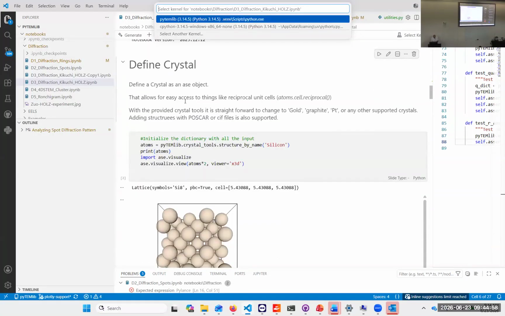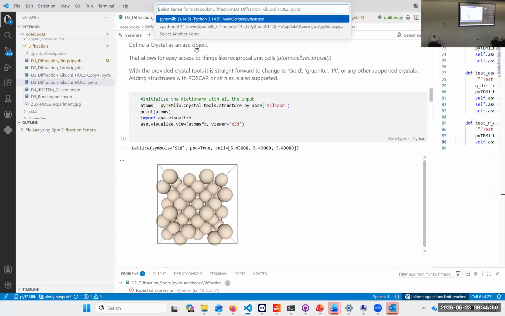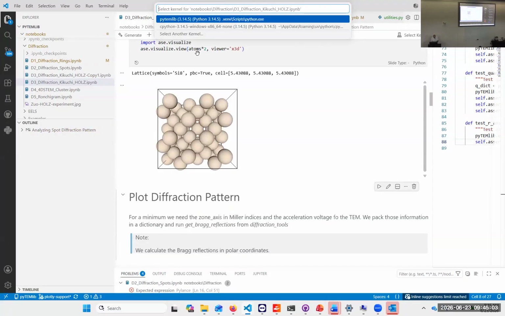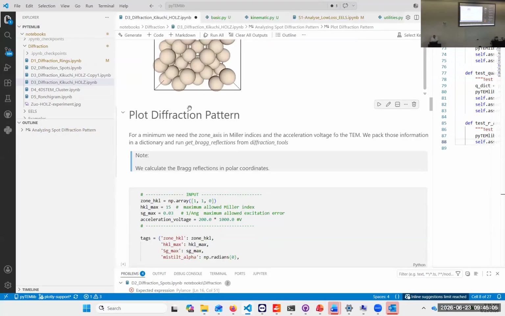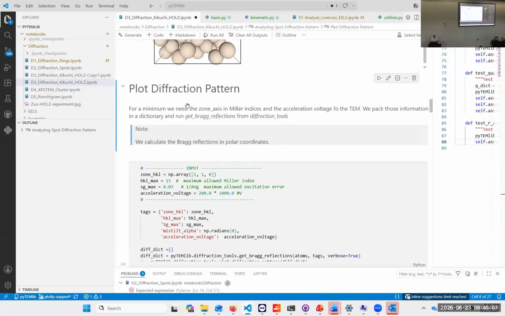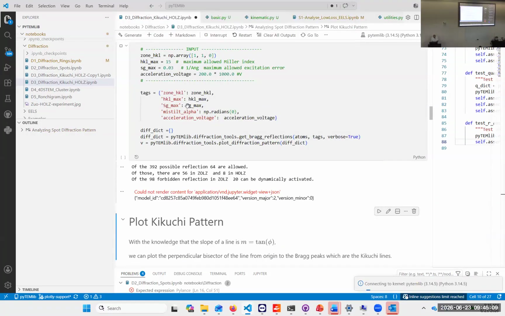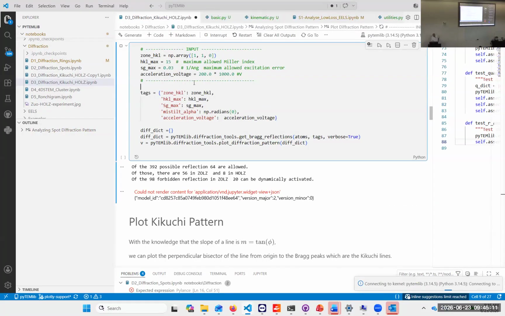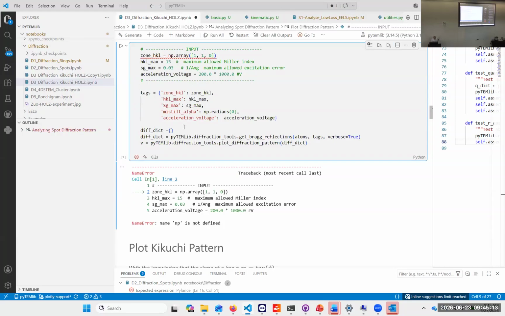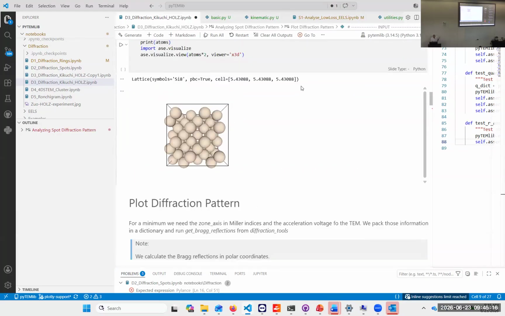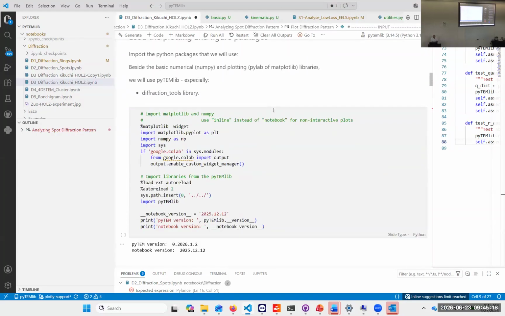Again, we have to run that. We define our crystal. And we do the same thing we did before. We calculate, okay, I forgot. This one did not run.